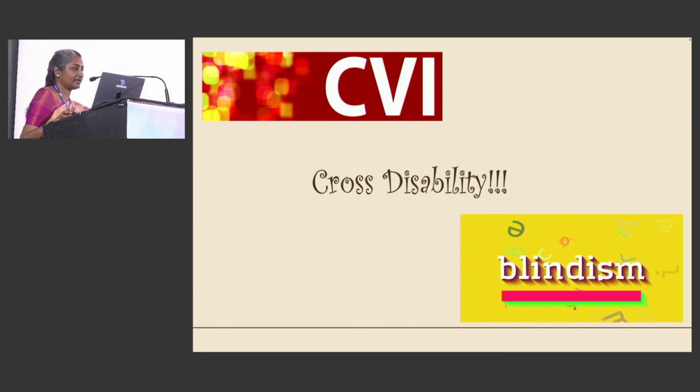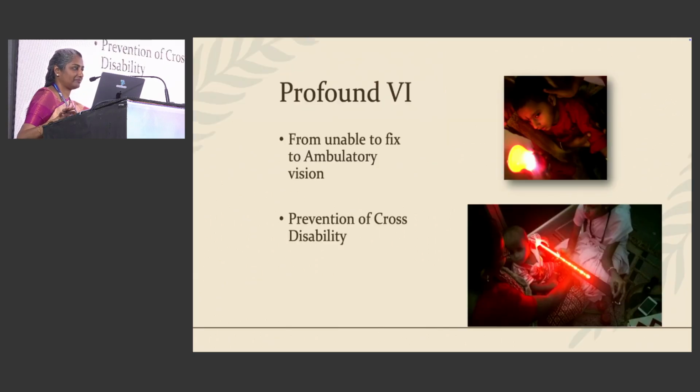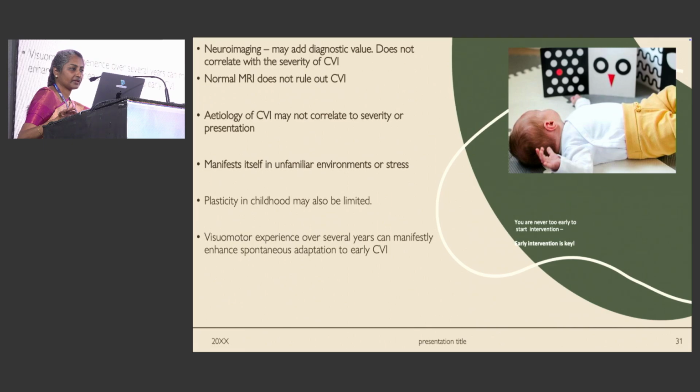So cross disability, like CVI has association with many other disabilities. It can be coexisting with autism, ADHD, Down syndrome, cerebral palsy, so you need to be aware of that also. And yeah, in certain cases neuroimaging may add some diagnostic value, but it may not correlate with the severity of CVI. So don't look at the MRI and say that, okay, in this case nothing can be done. It is not like that. It will just give additional information. It will say which areas are affected, so you can test for those areas specifically.